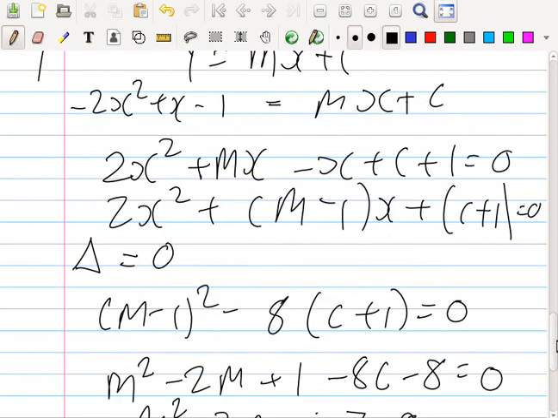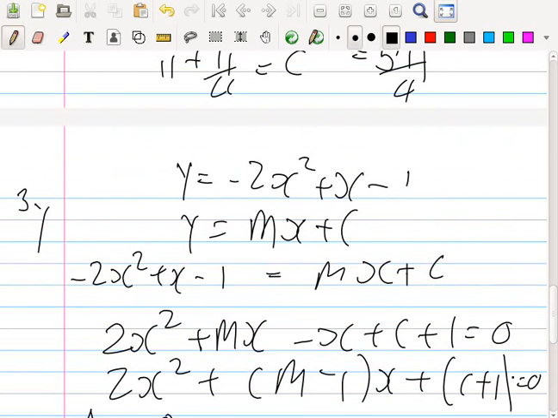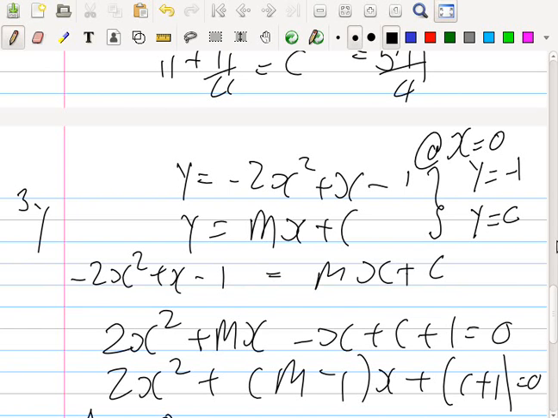If I go back up to the top here, I tell you where they meet. Where do they meet? I say it in the question. X equals 0, yeah? So that means if I put x equal to 0 into both of these, then that's a solution. That's where they meet. They meet at x equals 0. So if I put x equals 0, let's see what I get. What do I get for the first equation? Y equals minus 1. And here, y equals c. This is at x equals 0. So therefore, what does c equal?